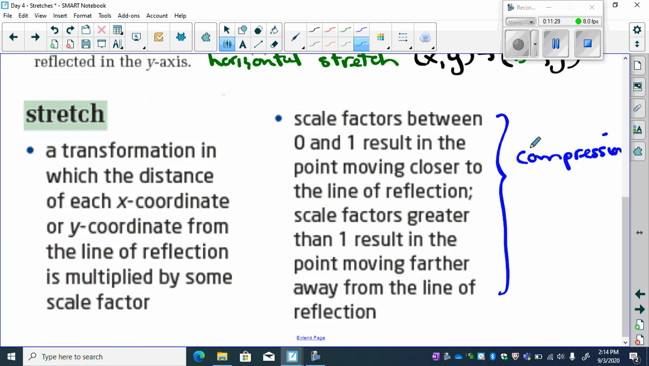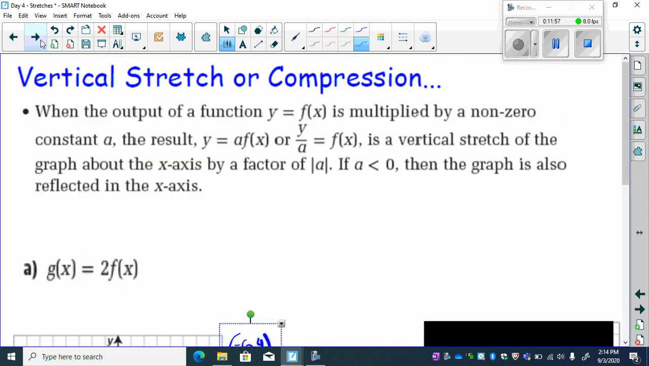I find this textbook starts out really good using the word compression appropriately, and then as we move through it later on, they just kind of call everything a stretch factor. So I'm not going to get too bent out of shape if you call it stretch all the time, but I'll explain what it means by a compression. That just means your scale factor would be something like between 0 and 1, so it could be a half, 2/5, 0.75, whatever. Okay? So here's an example.